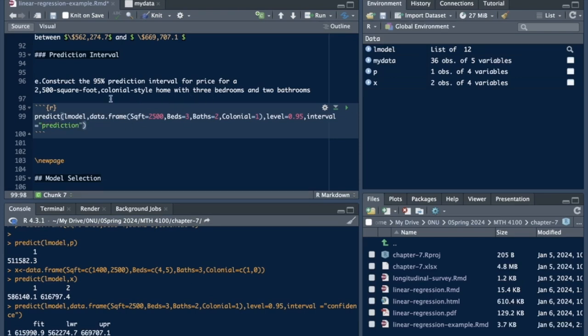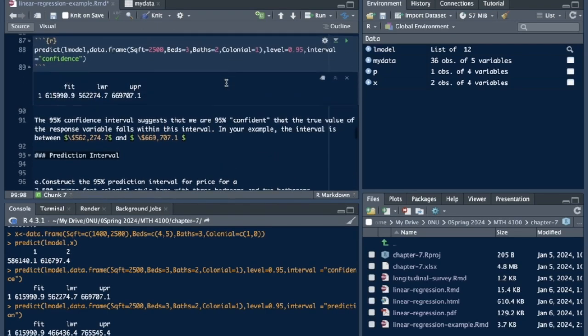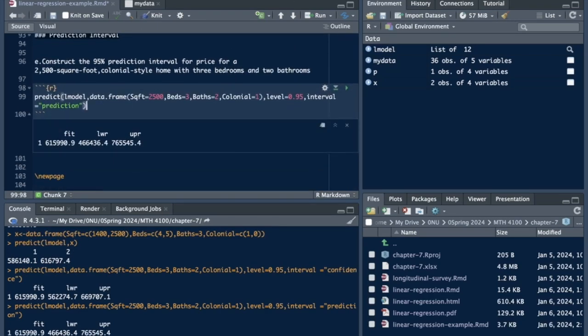3, 2, 1, I think we have the same stuff, right? The fitted value is the same. It makes sense because this is the predicted value. It's the estimated value. If you take 2,500, 3, 2, 1, and plug them into the equation, you're going to get 61,000, right? But we have different lower and upper boundaries, right? The prediction interval gives you a wider range. When we expect an individual, a new observation, to fall within 95%, we are going to get a wider prediction interval than the confidence interval, okay?